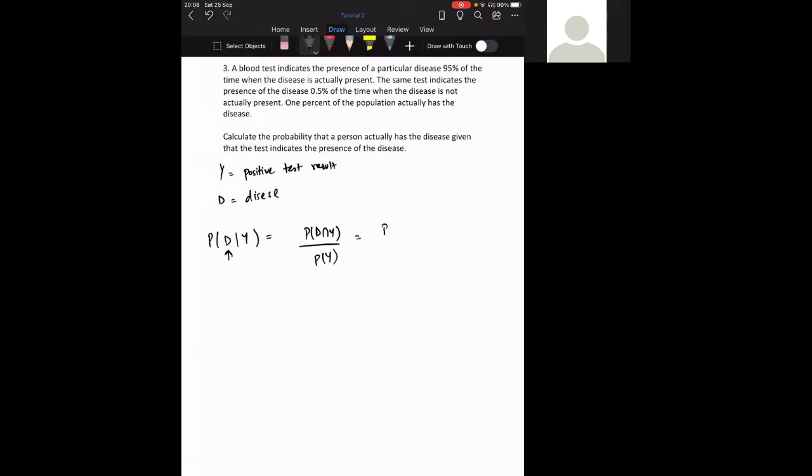This is just equal to probability Y given D, probability of D, over probability of Y given D complement, probability of D complement. ये जो नीचे वाली term है, this just gives us the probability of Y. So Y का intersection with D or Y का intersection with D complement gives us all of Y. This gives us Y.